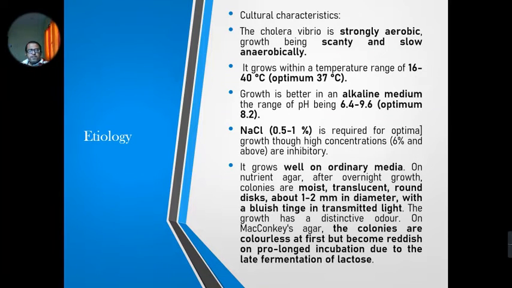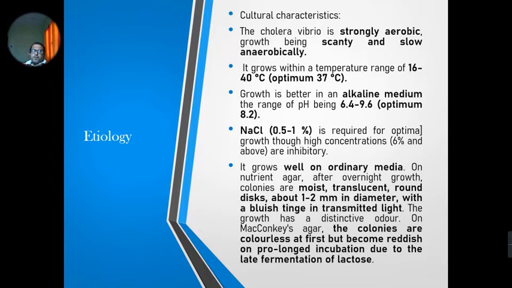The optimum temperature required for the growth of this pathogen Vibrio cholerae is 37 degrees Celsius. It is the optimum temperature which is required. But this bacteria can grow in a temperature range between 16 to 40 degrees Celsius. But the most required temperature for the growth of this bacteria is 37 degrees Celsius.